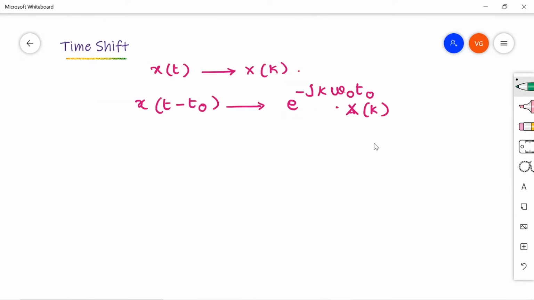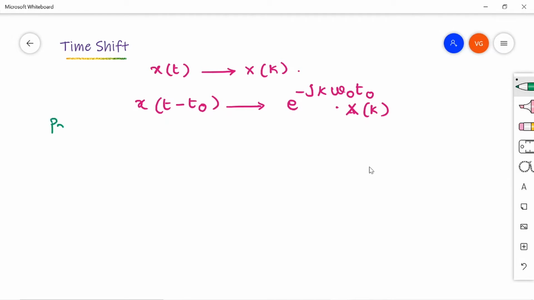Coming to the second property, time shift property. If x of k is the Fourier series of x of t, then a shift in the time domain signal, that is in x of t, if suppose it is shifted by t naught, that is the signal becomes x of t minus t naught, then what happens to the Fourier series of such signal? Then its Fourier series x of k is multiplied by e power minus jk omega naught t naught. Let us see the proof.